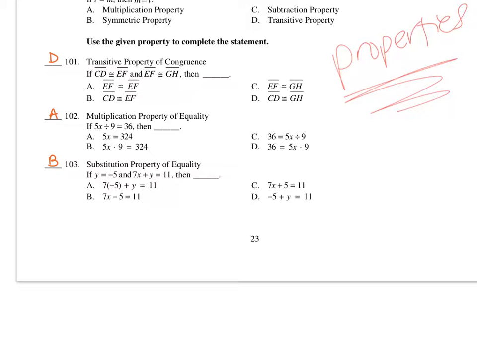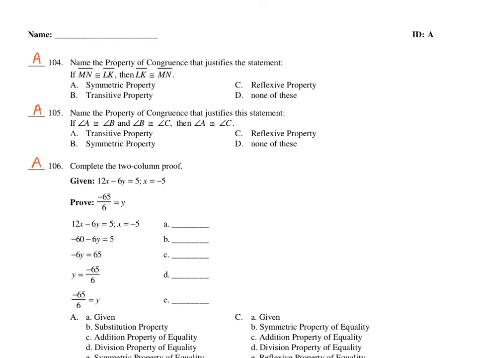Questions so far? Still with me? Yeah? Okay, 104, property of congruence. It justifies the statement. If MN equals LK, then LK equals MN. That is symmetric. If a equals b and b equals c, then a equals c. That is transitive.